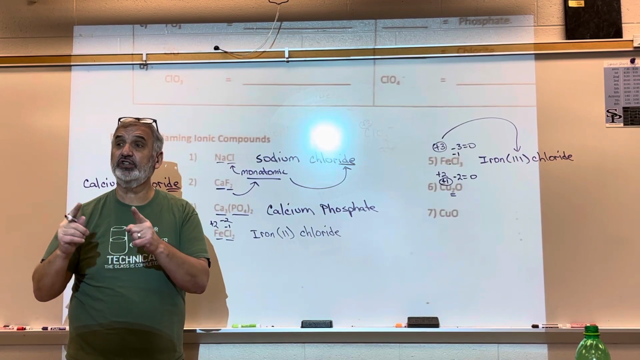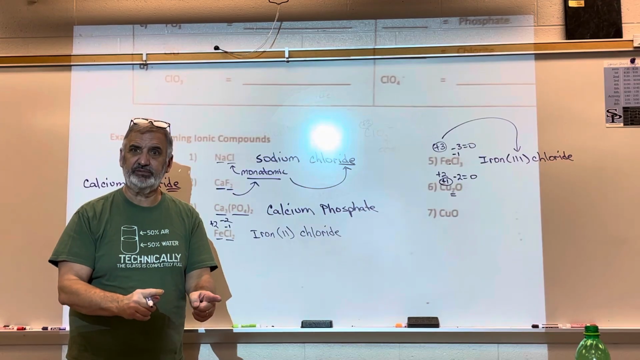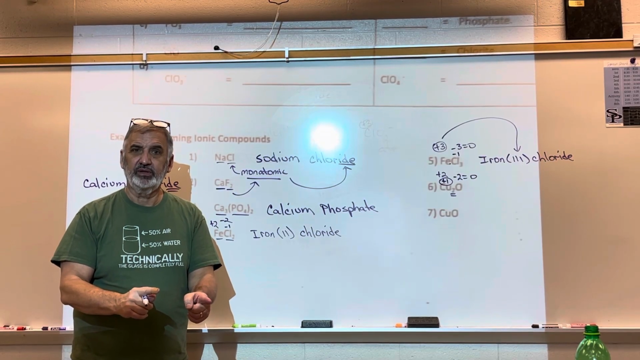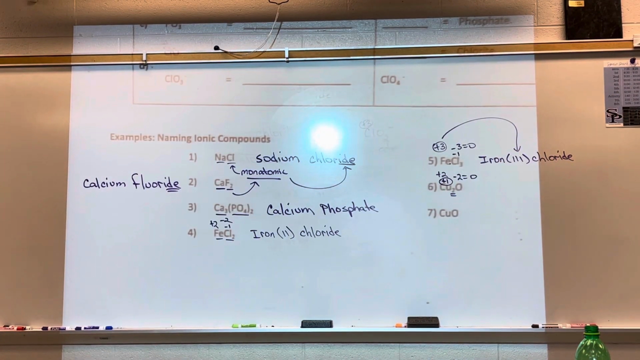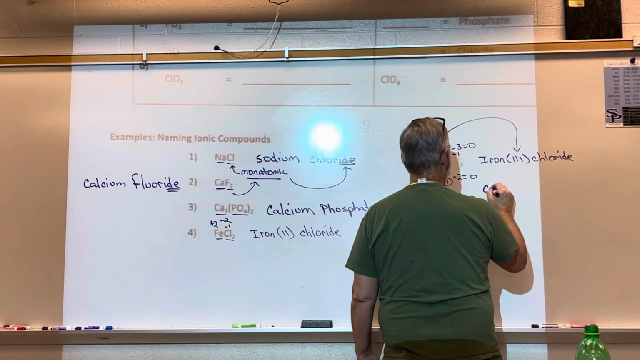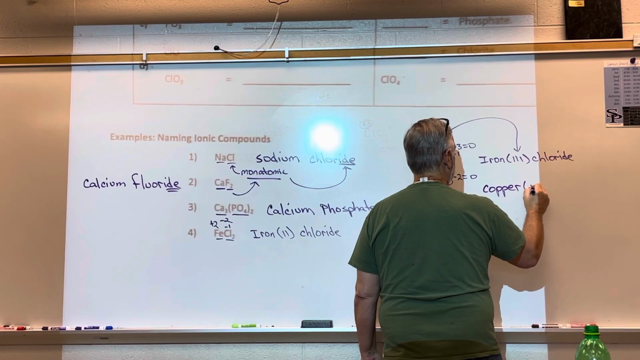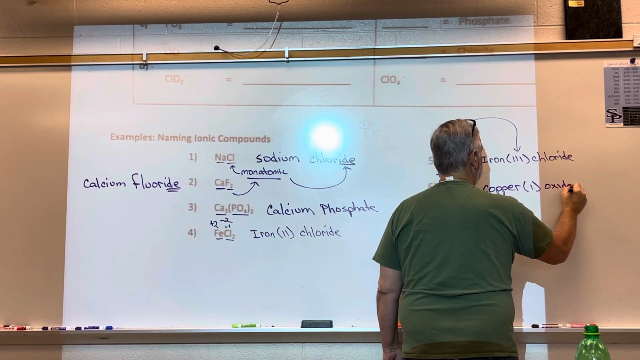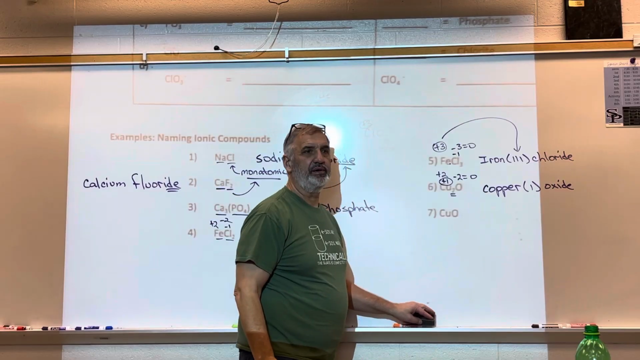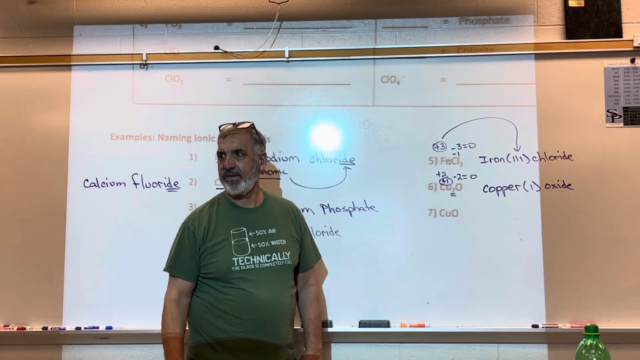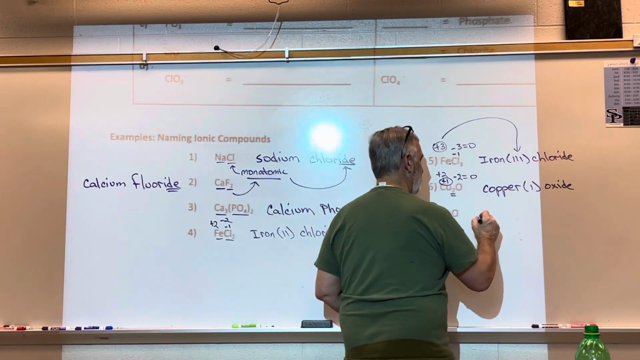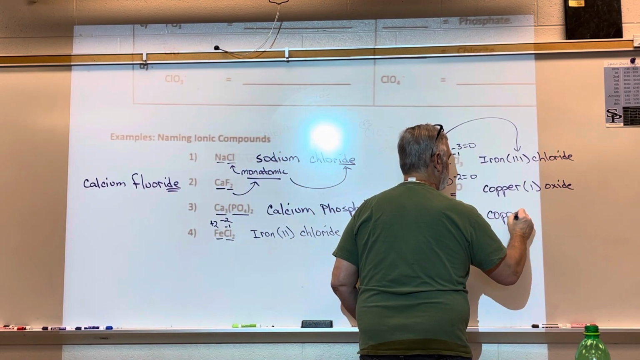The Roman numeral tells you the charge, not the subscript. So it's going to be copper 1 oxide. So what's this one going to be? Copper 2 oxide. Okay? Michael's got it. The rest of y'all got it? Yeah. Okay? Phil, you got it? I think so.